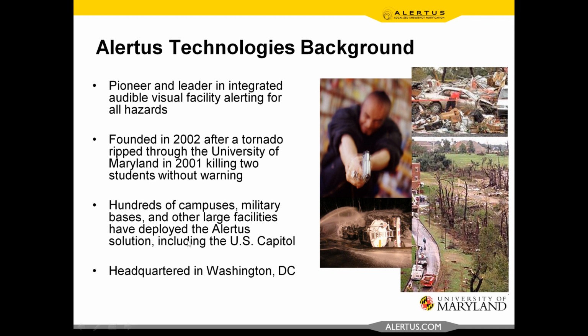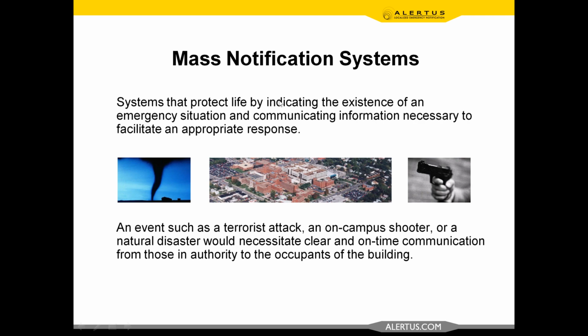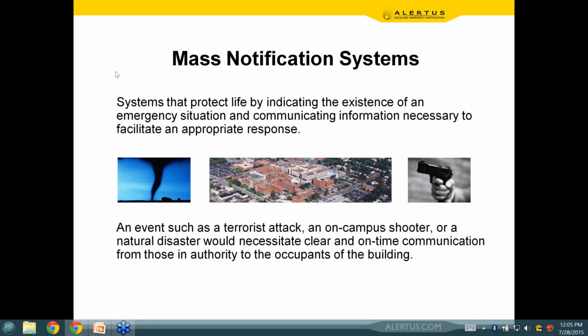So just to give a brief overview of mass notification systems, they're implemented to protect life, indicating the existence of an emergency situation and communicating information necessary to facilitate an appropriate response. So basically, if the event is a tornado, making sure that that's out there and everybody is notified.